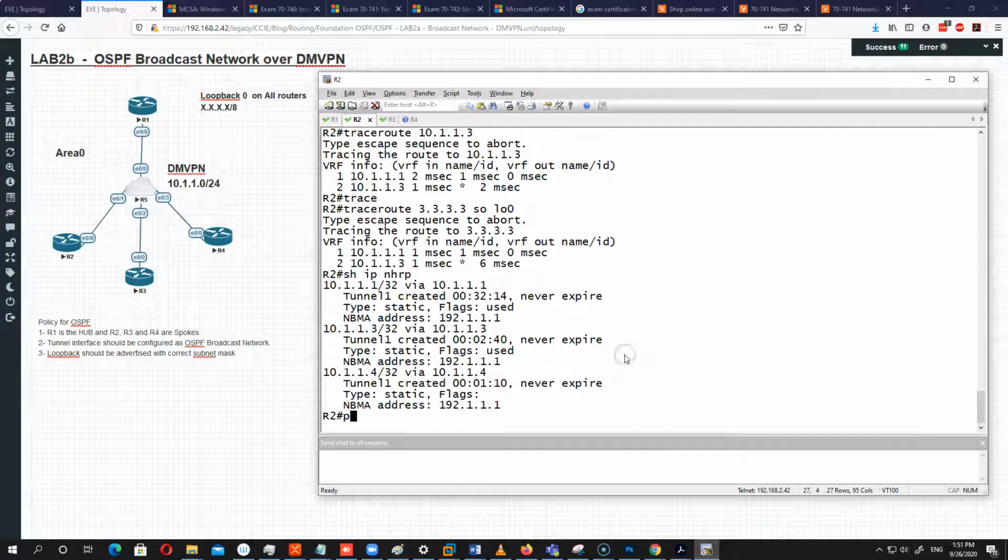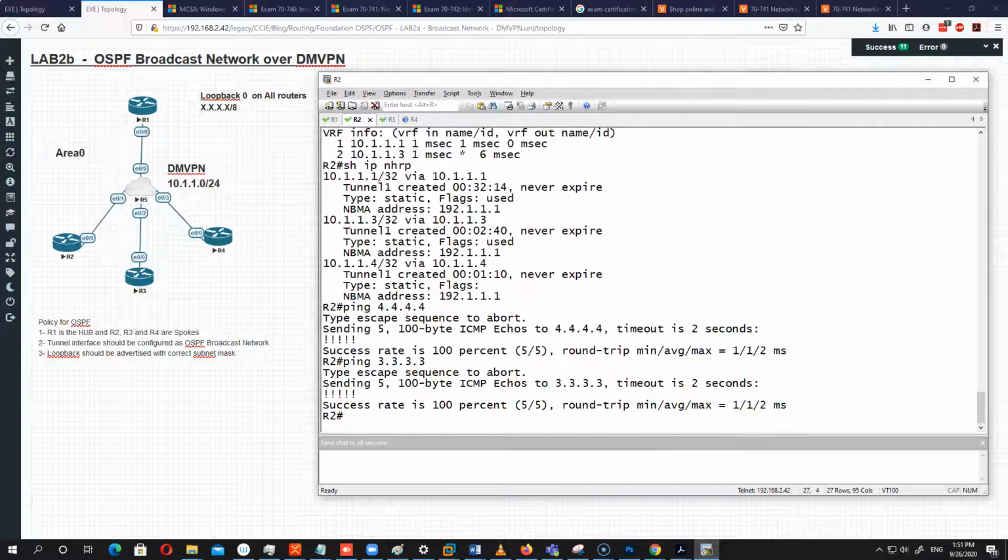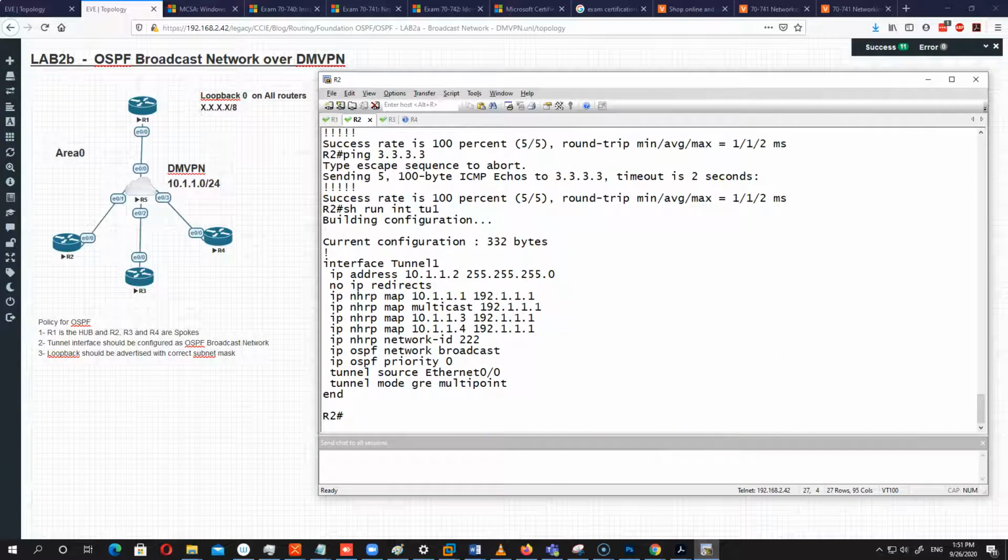And now I can ping 4.4.4.4, I can ping 3.3.3.3. So now we have access to all of them, right? So this is one thing. So what we learned here. Okay, so let's look at the show run interface tunnel 1. First of all, we have to have multicast enabled, right? If you don't have multicast, there will be no neighbor. Second, we have to make sure that whoever is the hub, that hub was chosen as a DR, and all the spokes are never going to take part in the DR-BDR election.